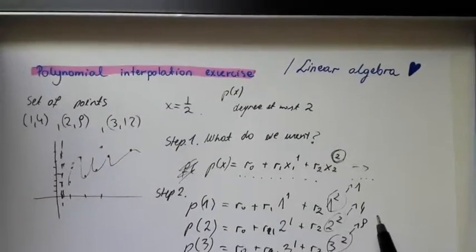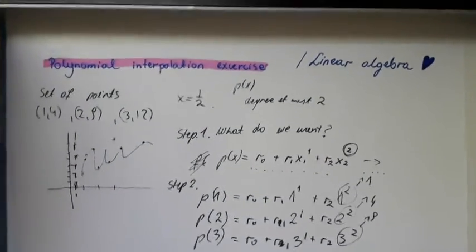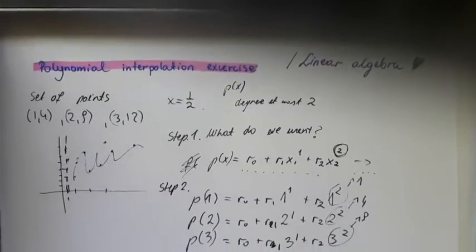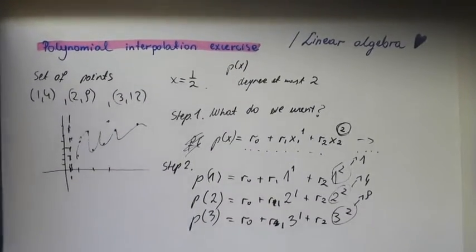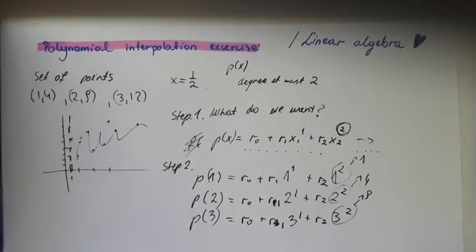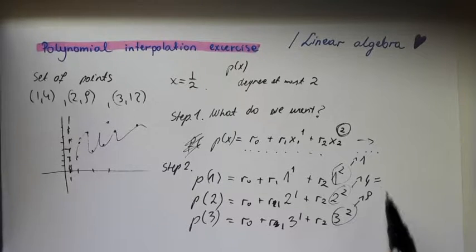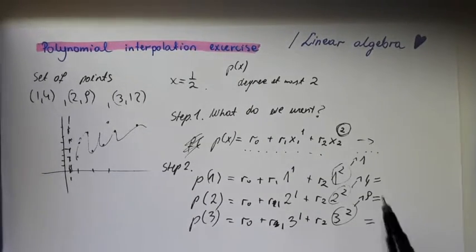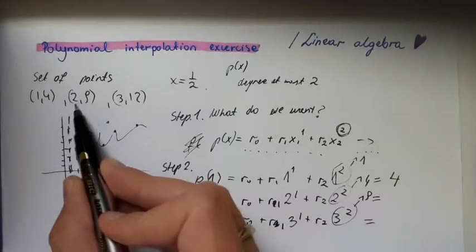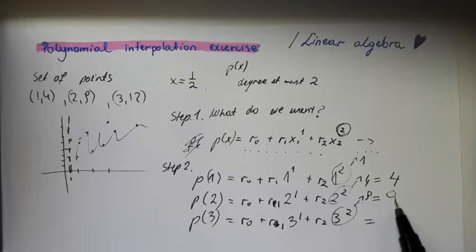Okay, let's just move the camera. In this equation, the value for x is 4. Here the value for x is 9. Here the value is 12.